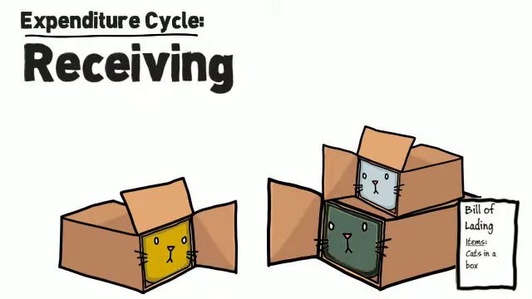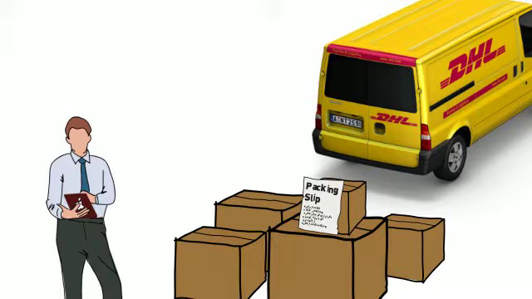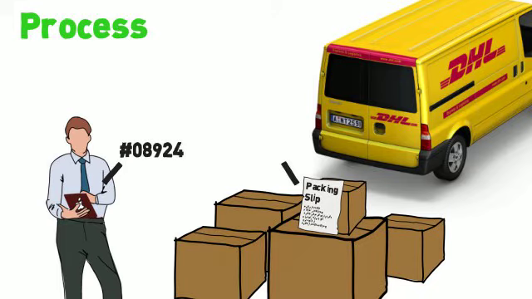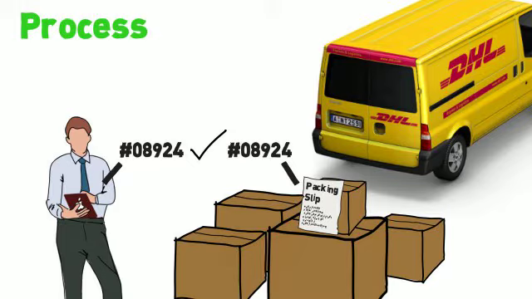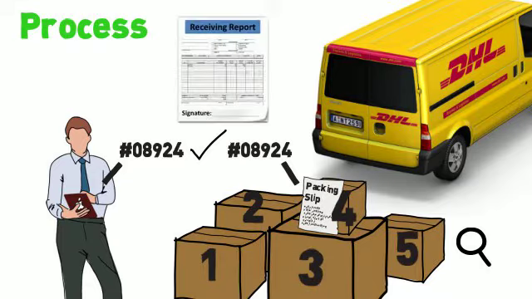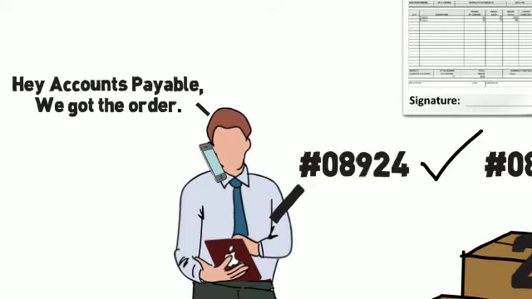Welcome! Today we're going to be talking about the process, threats, and controls of receiving, the second major business activity in the expenditure cycle. Let's go over the process. First, an order comes in, and the receiving clerk checks to see if it is valid by comparing the purchase order number on the packing slip with the one on the purchase order file. The receiving clerk then inspects the goods, counts them, creates a receiving report, notifies accounts payable, and updates the open purchase order file.